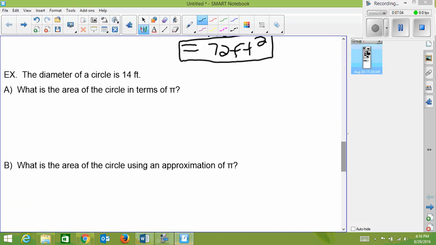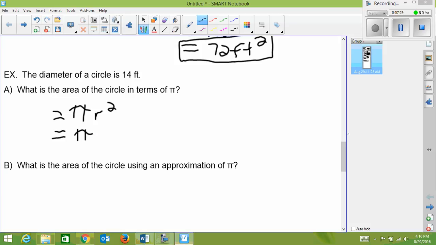Another example, diameter of a circle is 14 feet. So on this one, they're giving us the diameter, not the radius, so keep that in mind. What is the area of the circle in terms of pi? So area of a circle is pi r squared. So equals pi, and in terms of pi means leave the pi there, don't put 3.14 in there.